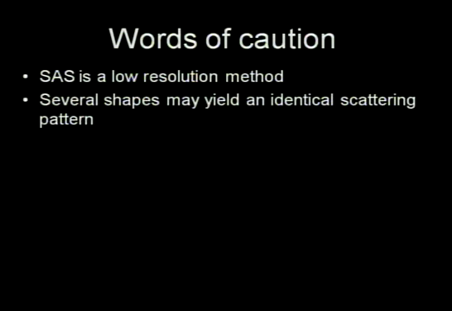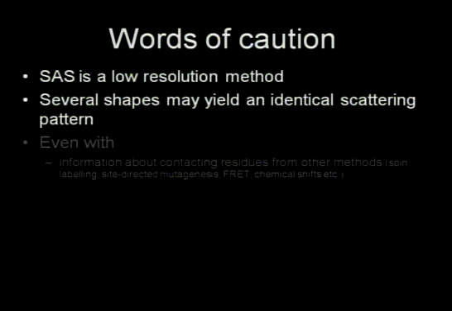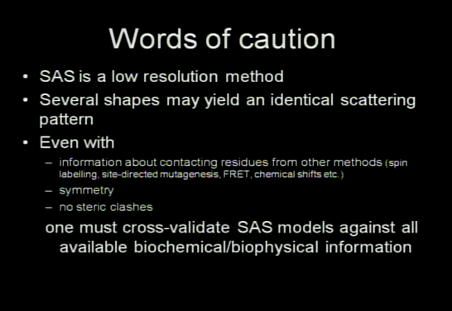Besides, I already mentioned it a couple of times, there might be more than one shape or more than one way to superimpose the available structures that would produce an identical scattering pattern. And you need additional information to resolve this ambiguity. So even when you think you have a lot of additional information that reduces the ambiguity, with all these restrictions, one must cross-validate SAXS models against all available biochemical, biophysical information. If there is something that you can measure with your protein that would help you to validate your SAXS model, please measure it.